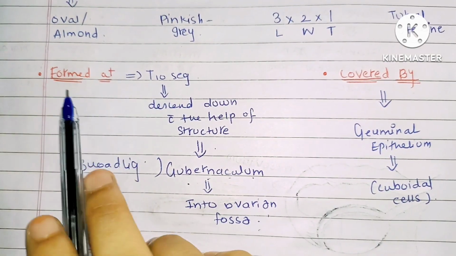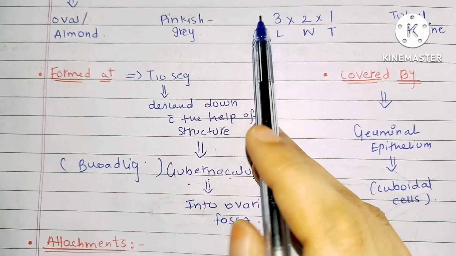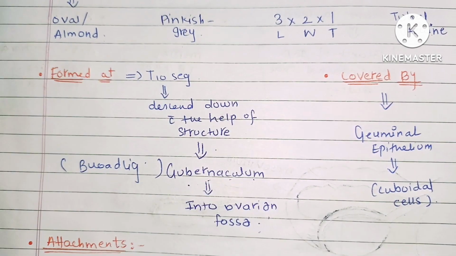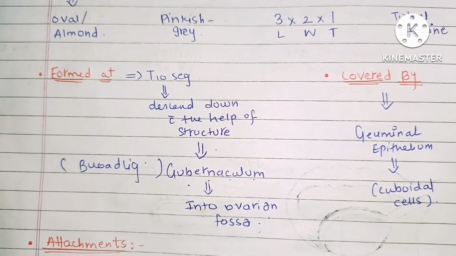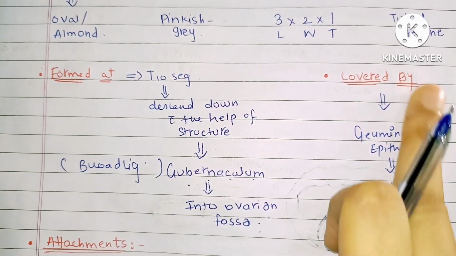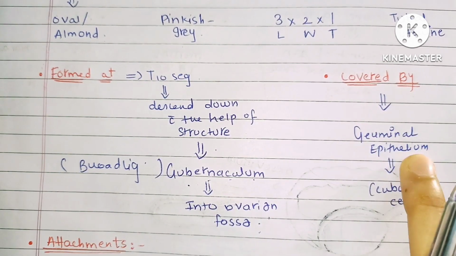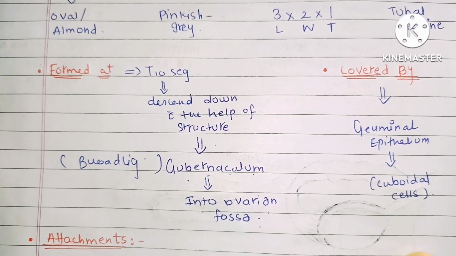Now where are the ovaries actually formed? See, ovaries are initially formed at the T10 segment, and then they descend down with the help of a structure called the gubernaculum. And this gubernaculum structure later forms the broad ligament. Now what is it covered by? It is covered by germinal epithelium, which is made of cuboidal cells.